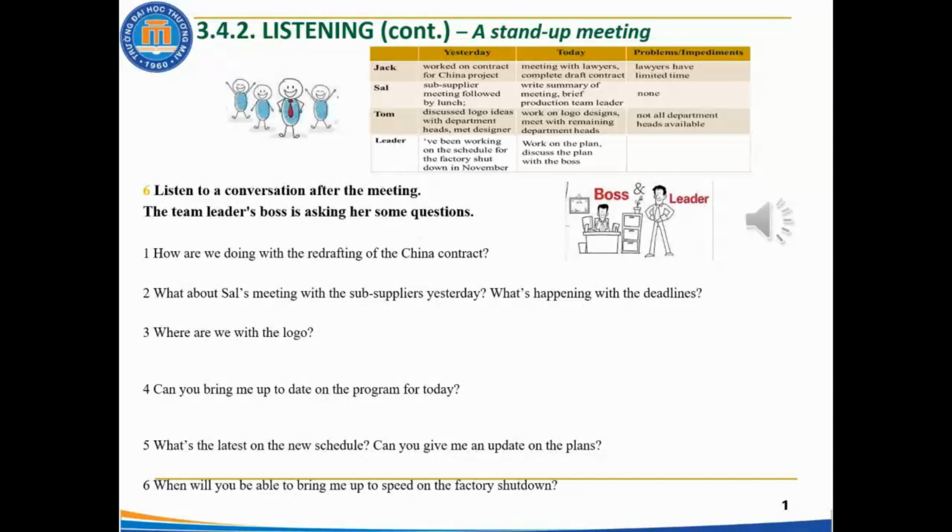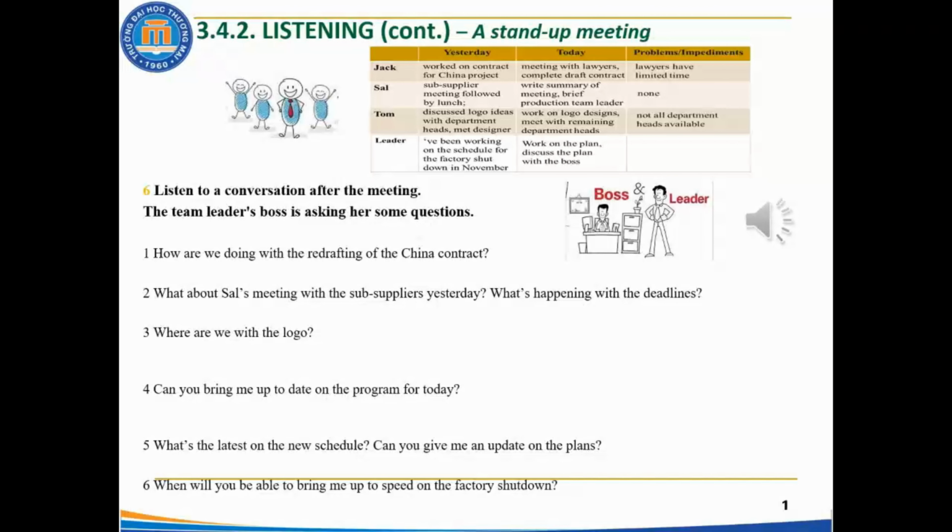And where are we with the logo? Tom's working hard on that. He's going round the departments getting feedback and he's meeting with the designers. It's all in hand. Can you bring me up to date on the programme for today? Well, let's see. Jack is doing the contract. Sal is writing up yesterday's meeting and doing some briefings. And Tom is working on the logos. I'll be focusing on the new schedule and the factory shutdown. Ah, yes. What's the latest on the new schedule? Let's see.